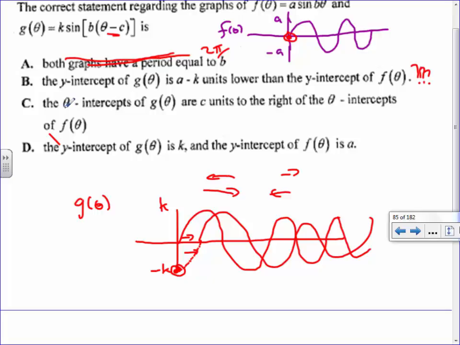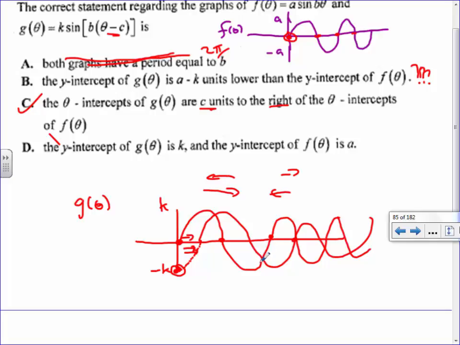The theta intercepts of g of x are c units to the right of the intercepts of the last graph. Actually, that one's true, isn't it? Because here the intercepts would have been here, and here, and here, and here. And then this graph would have been here, and here, and here, and here. But you slid them over by an unknown value. Aren't they c units to the right by sliding them that way? So actually, this one I do know for sure to be true.